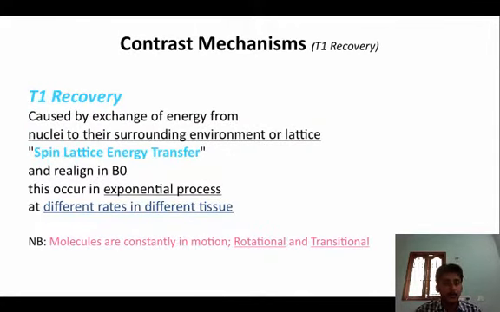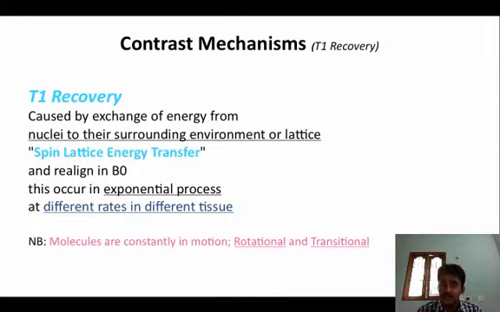So what is this T1 recovery? T1 recovery is caused by exchange of energy from nuclei to their surroundings, the environment or lattice, which is spin lattice relaxation. As we have seen earlier, to minimize the longitudinal magnetization, we push 50% of protons from low energy to high energy. After pushing them, the high energy protons are not stable, so once again they start to relax. This is called spin lattice relaxation.